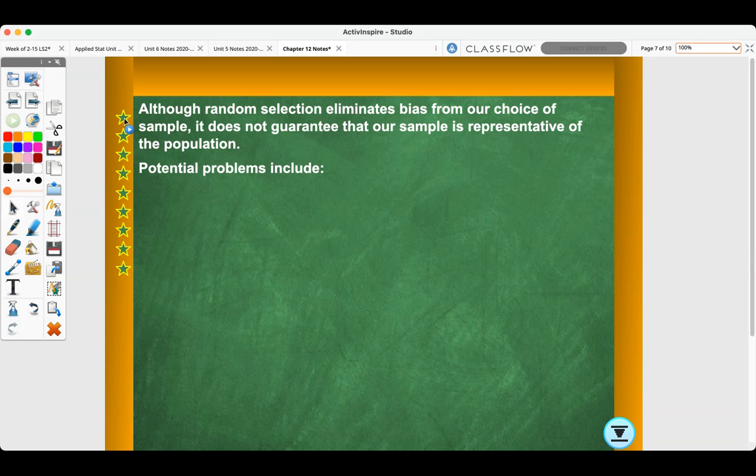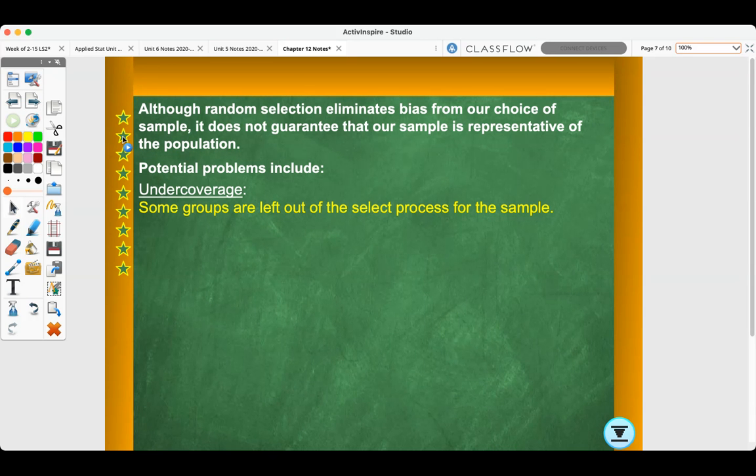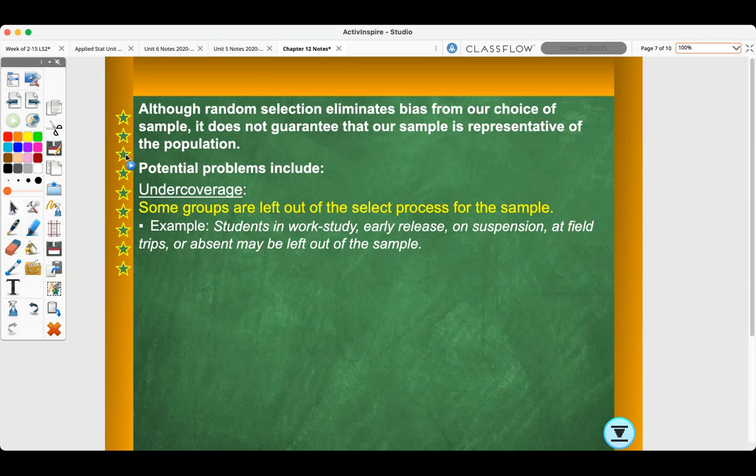Although random selection eliminates bias from our choice of sample, it does not guarantee that our sample is representative of the population. Potential problems include undercoverage. Some groups are left out of the selection process for the sample. An example, students in work study, early release, or suspension, or at field trips or absent may be left out of the sample.